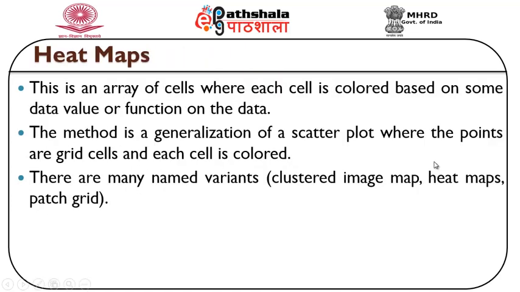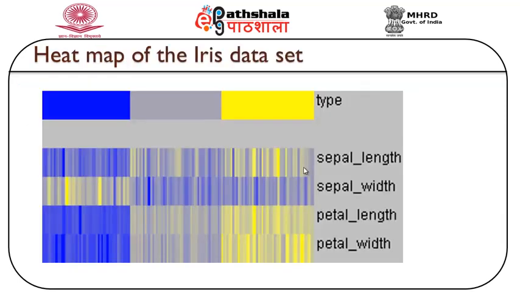The next type of visualization is the heat map. This is an array of cells where each cell is colored based on some data value or a function on the data. The method is a generalization of a scatter plot where the points are grid cells and each cell is colored. There are many variants, namely the clustered image map, heat map, and patch map, which are all synonyms for heat maps.